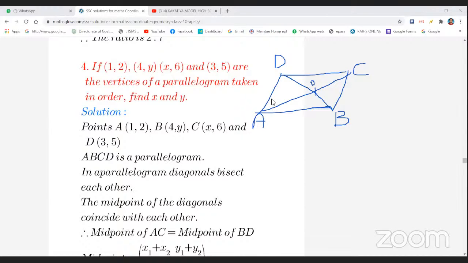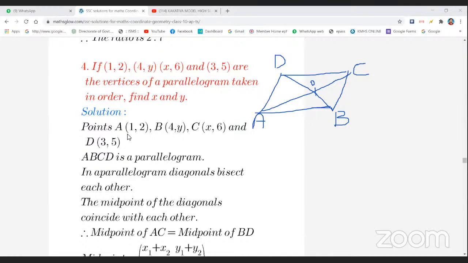What is the meaning of bisecting? AC is divided by O into two equal parts, and here also O divides BD into two equal parts. That is called bisecting, so diagonals bisect each other. By this concept we can find the missing values in the problem.